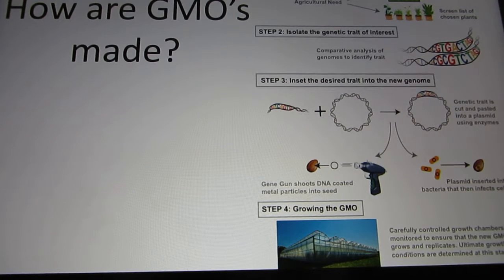Step 3. Take the chosen trait and breed it into the new genome. The genetic trait is then cut and pasted into a plasmid by enzymes. The seed accepts DNA-coated metal particles to be inserted. The plasmid is then put into bacteria which will infect the cells. Step 4. The final step is growing the seed. It controls growth, ensures the GMO is replicating, and the growth conditions are determined.